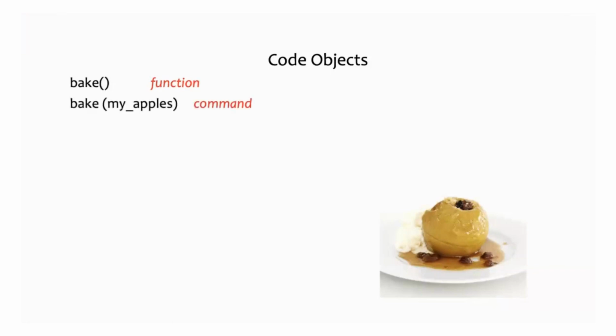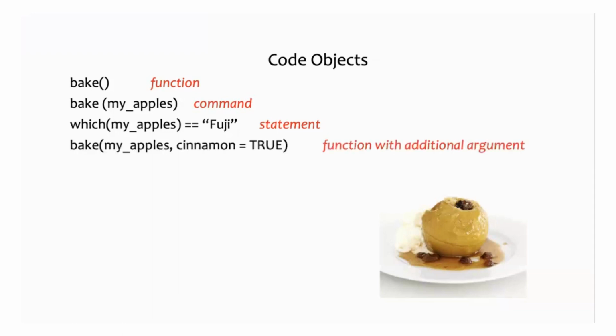This could become a command by using my apples as a parameter to the function bake. So now you're baking my apples. And what that will do is it will perform the bake function to each element of that vector, of which there were two. You could create a statement where you're seeing which of the scalars in the list my apples is equal to Fuji. And so we know that one of them is. Which is it? And that will return the index of the location in the list where the value Fuji is.